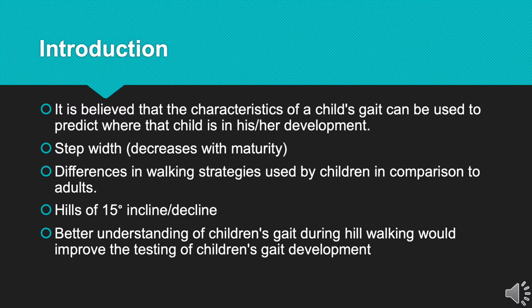15-degree incline and decline hills were involved to further challenge the children and to bring out the differences in the results. The study believed that a better understanding of children's gait during hill walking would improve the testing of children's gait development.